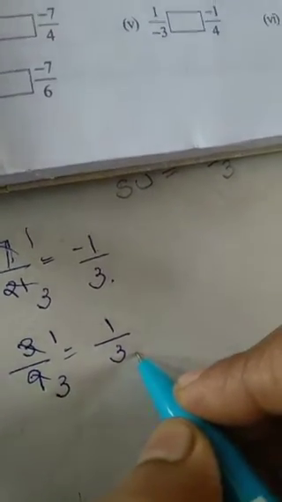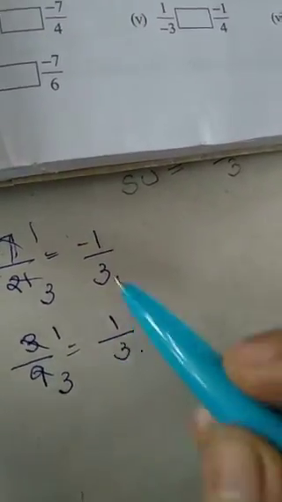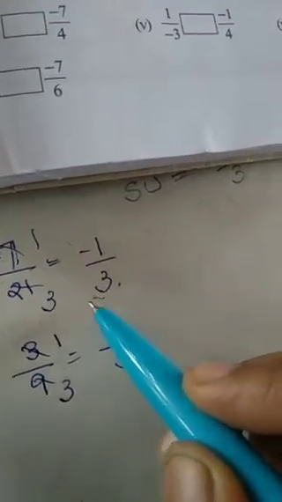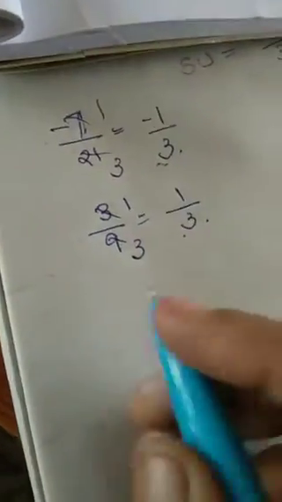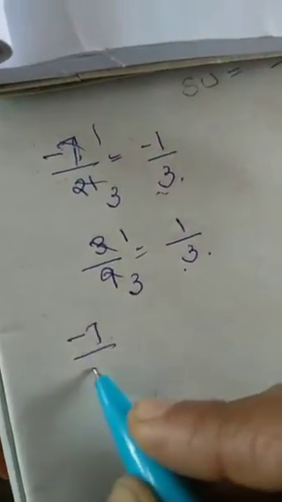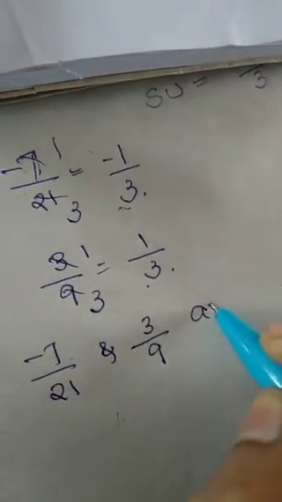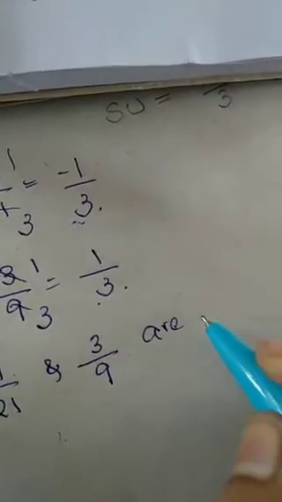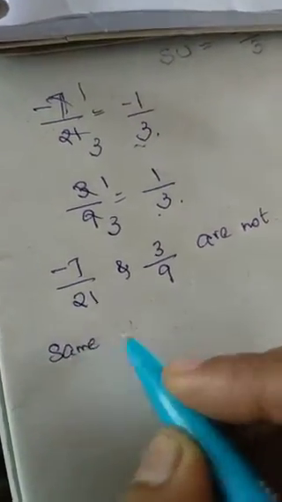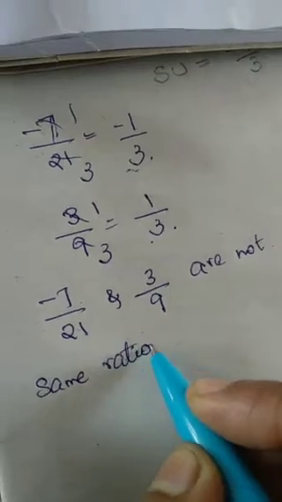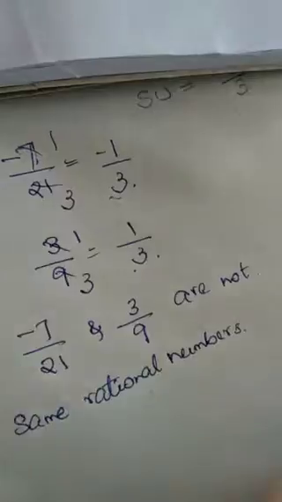But here this is negative 1 by 3. This is a negative rational number. This is a positive rational number. So, the given rational numbers negative 7 by 21 and 3 by 9 are not the same rational numbers. Okay.